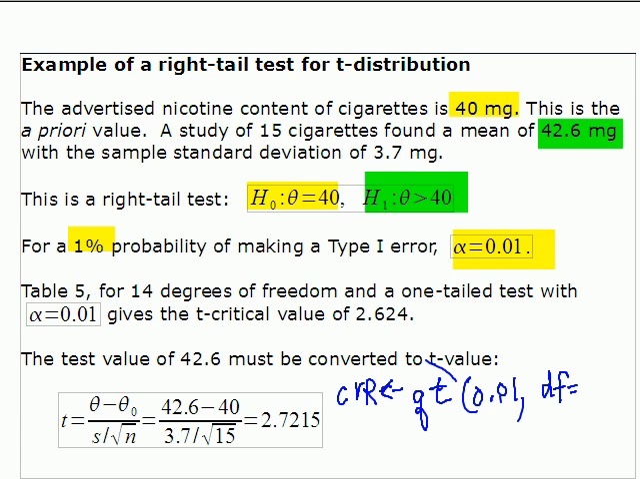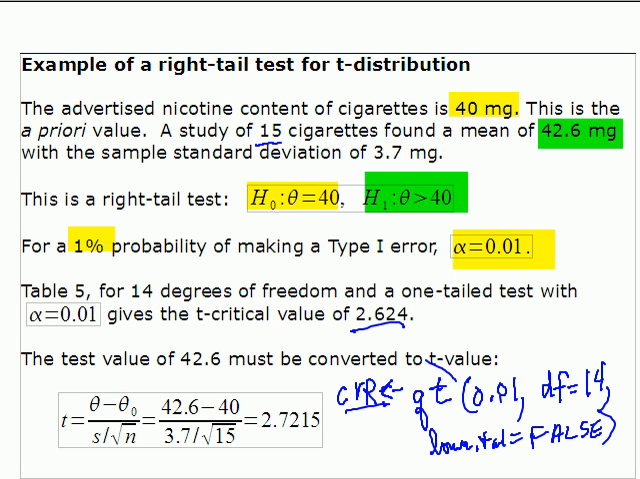How many were in this new study? 15 cigarettes. So it's 14 degrees of freedom. And I would go ahead and write lower.tail equals false. Okay, that's it. And from that you will get that critical value on the right, which in this case is 2.624.